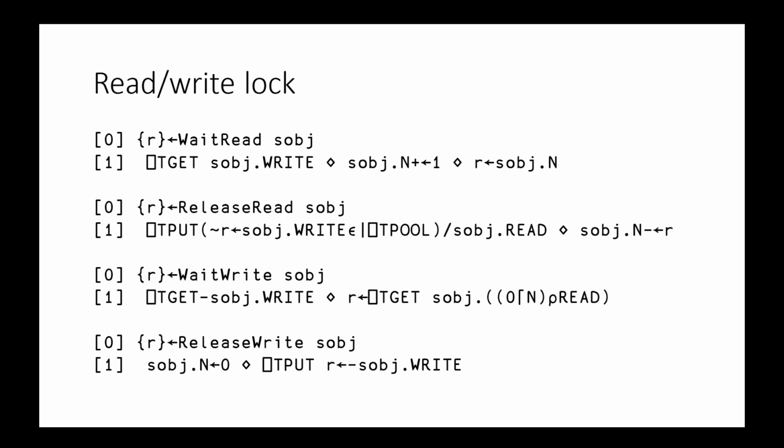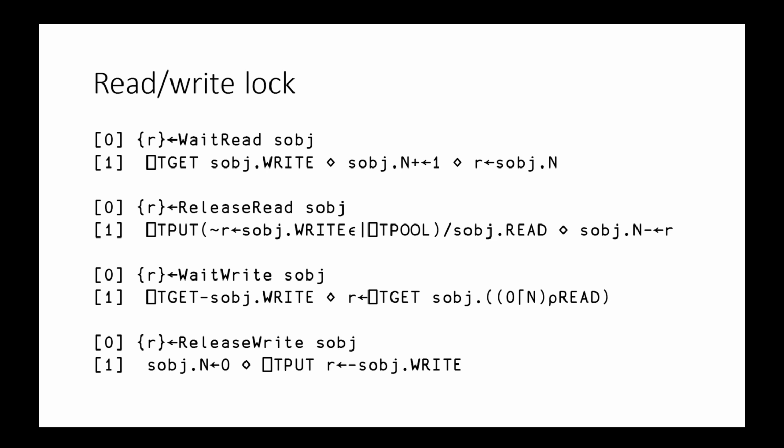If you want write access, you remove the write token from the pool, and then you wait for the tokens for the remaining threads that have read access. When you're done with your write access, you put the token back in the pool, and you reset the counter for read access, because there are none at this point.